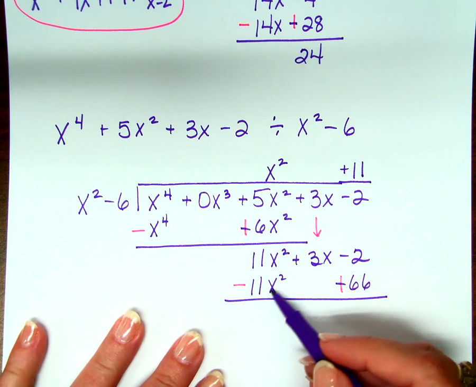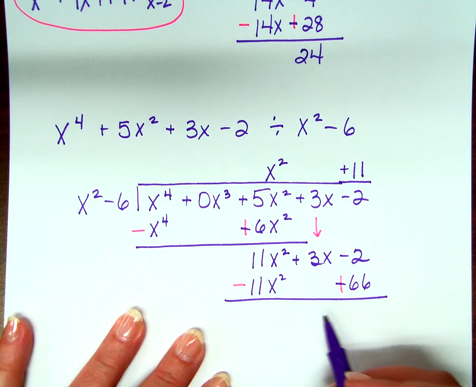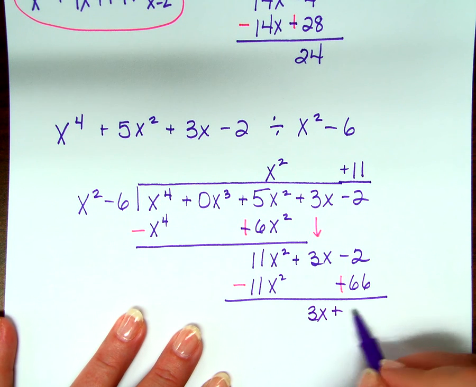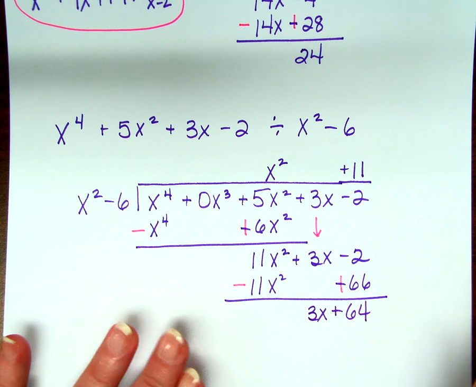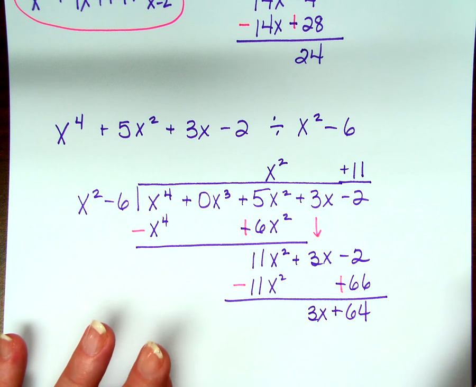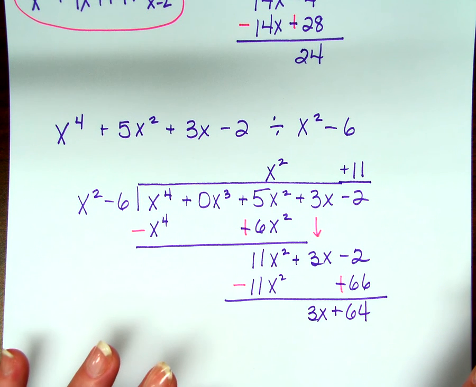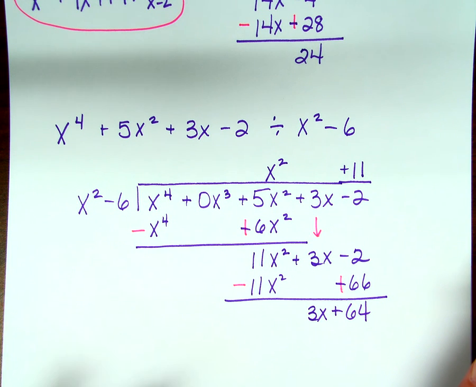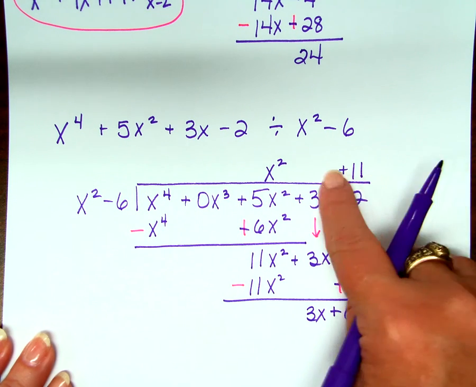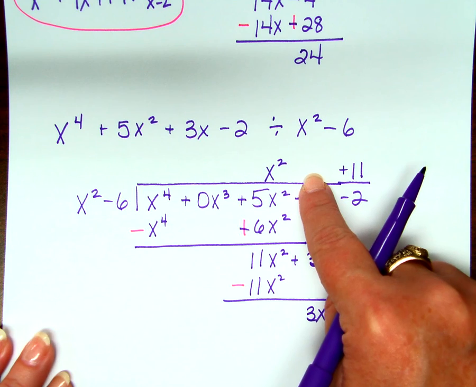What's this? 0. What's this? 3x. What's this? Plus 64, right? Now what? Do we start again? How do we know we don't start again? There's 2 ways to know. Well, there's more than that, but we'll talk about 2 ways. Yeah, first of all, there's no more room at the top, right? There's no more space. I can't go back and put an answer here.